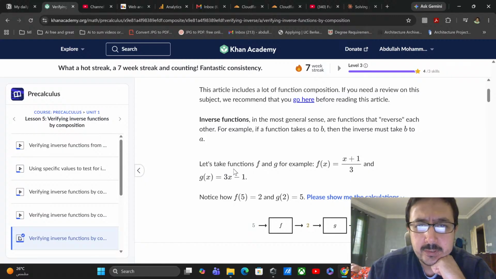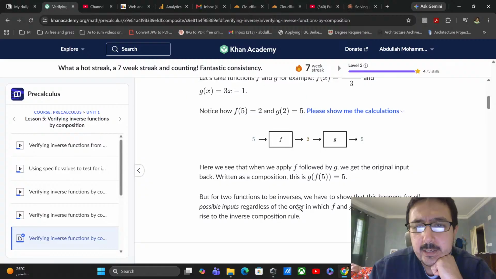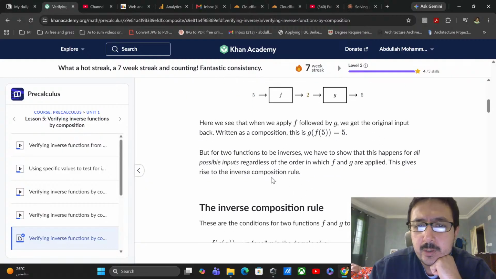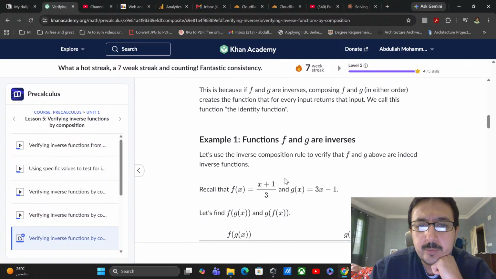Let's take functions f and g, for example, f of x and g of x. Notice f and g are equal. Please show me the calculation. Okay, here's what we get. Follow up: the inverse composition gives x for all the domains.